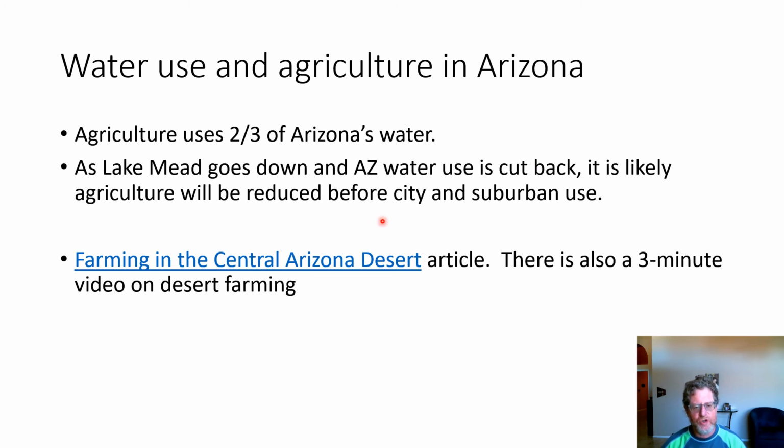Okay, about 2/3 of Arizona's water goes to agriculture. So there's still a lot of farming in Arizona, although not necessarily in the Phoenix area. And here's an article and a little video if you want to learn more about Arizona agriculture. As Lake Mead goes down, we're going to have to cut back on Arizona water use, and it will likely be a cutback from agriculture rather than urban and suburban use.